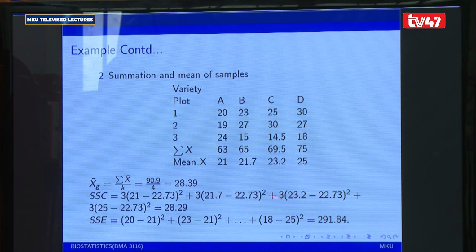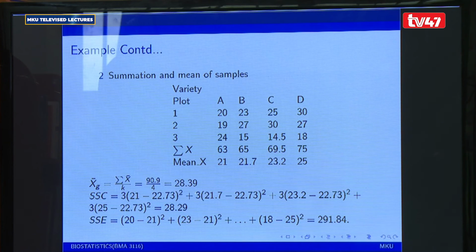So by dividing 64 by 3, 65 by 3, that's how we are getting these values. Then we can get the grand mean. We've said you're getting the grand mean by summing the individual means, then dividing by the number of samples. We have 4 samples. So that would be 90.5 divided by 4, which is 22.6. Then we can now calculate SSC.